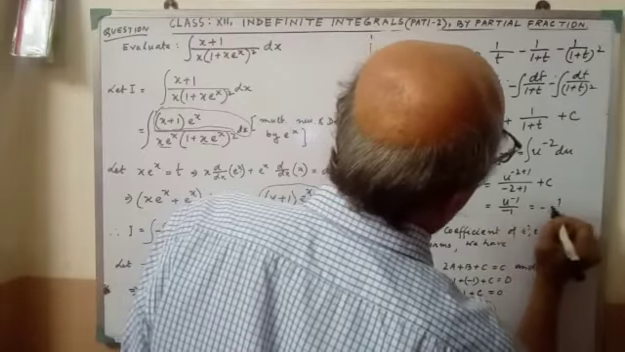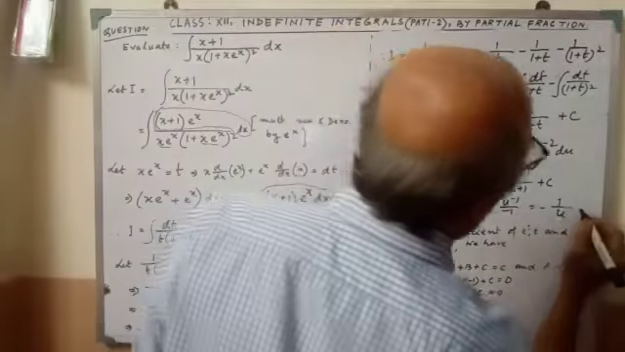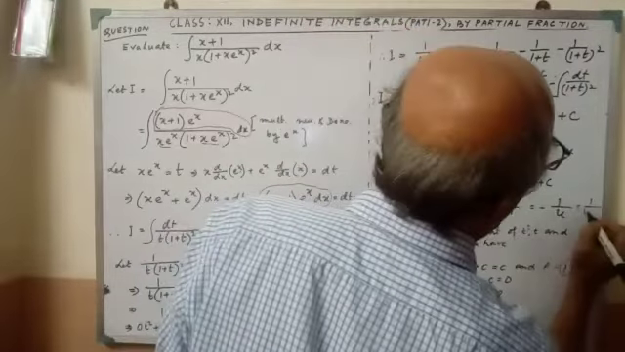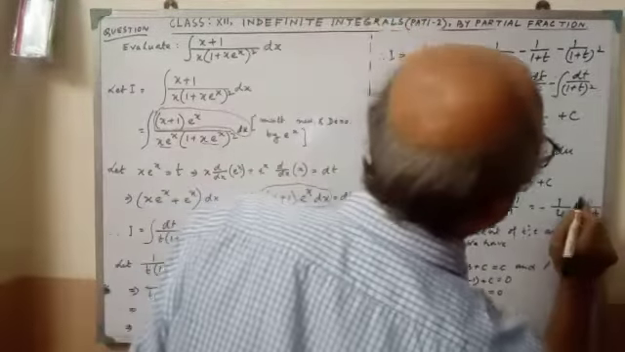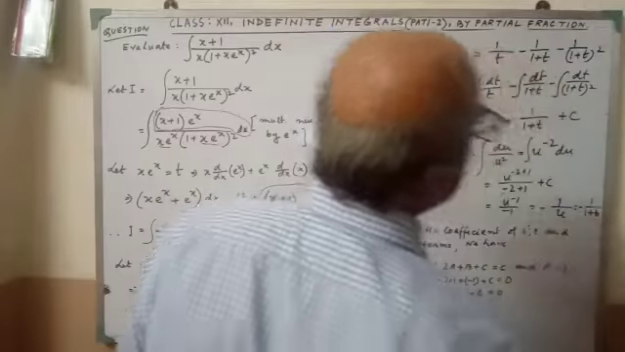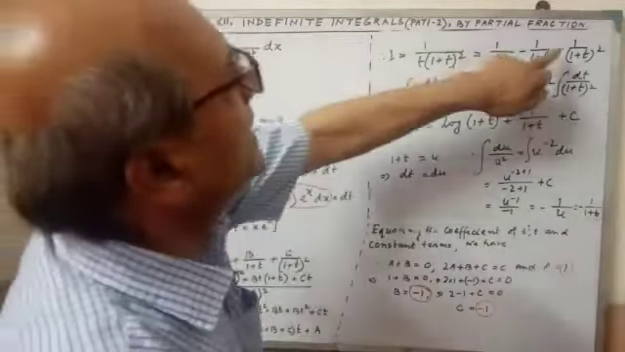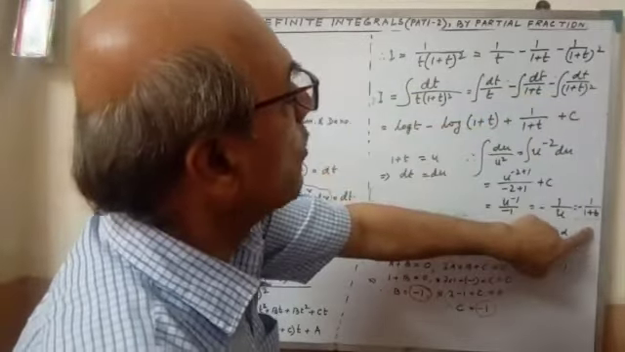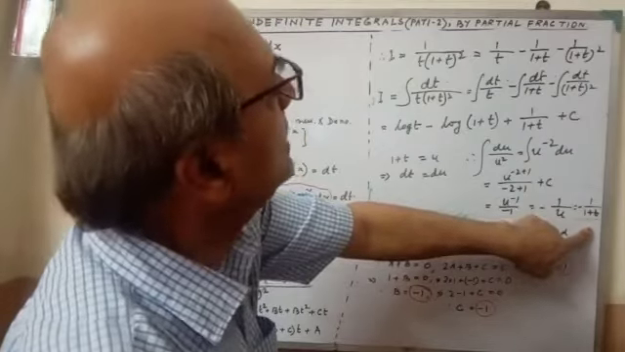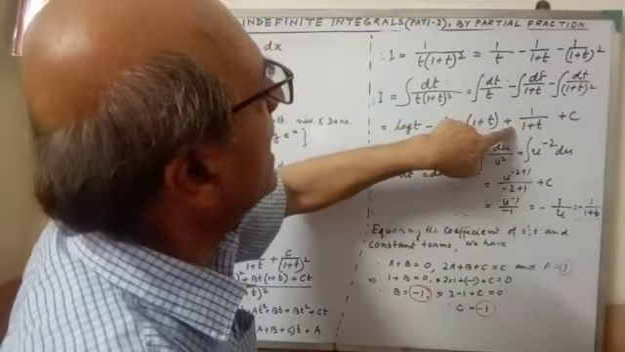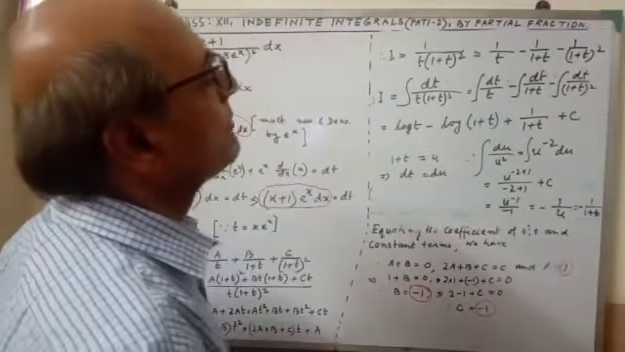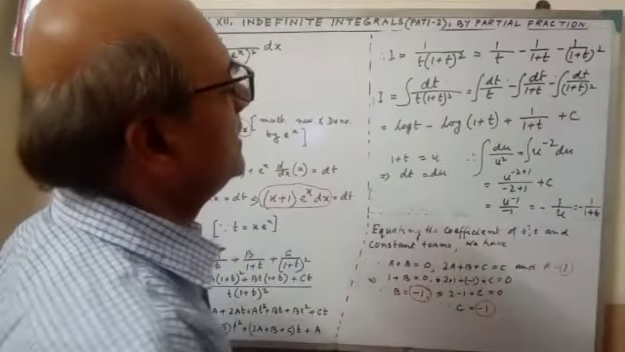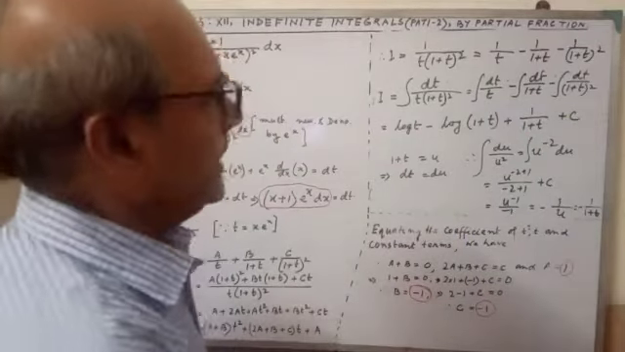By simplifying, we are getting u to the power minus 1 by minus 1, so minus 1 by u. So value of u, that is 1 plus t. So here is minus, and result of integrating this, we are getting minus 1 by 1 plus t. This is why minus minus, it will be plus. So it will be 1 by 1 plus t for the indefinite integral, plus C. I think it is clear.